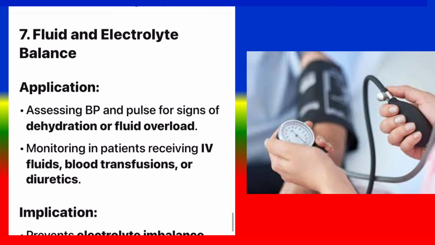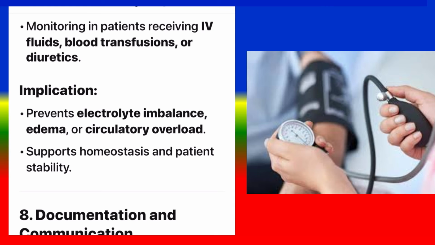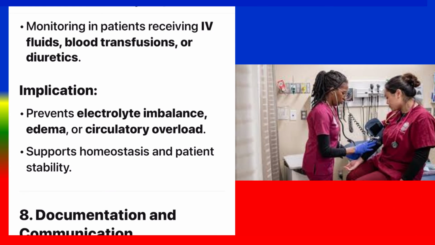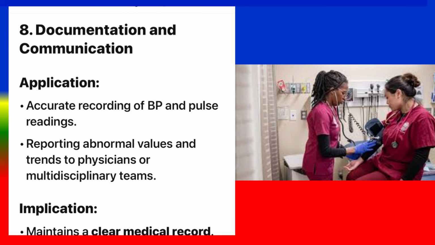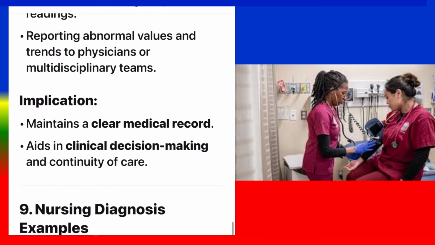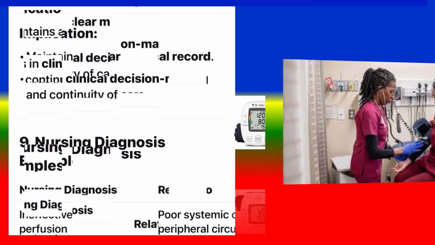7. Fluid and electrolyte balance. Application: Assessing BP and pulse for signs of dehydration or fluid overload. Monitoring in patients receiving IV fluids, blood transfusions, or diuretics. Prevents electrolyte imbalance, edema, or circulatory overload. Supports homeostasis and patient stability. 8. Documentation and communication. Application: Accurate recording of BP and pulse readings, reporting abnormal values and trends to physicians or multidisciplinary teams. Implication: Maintains a clear medical record, aids in clinical decision-making and continuity of care.